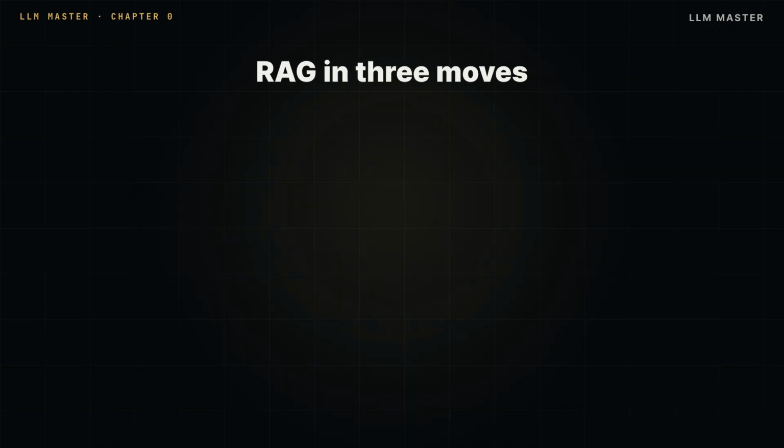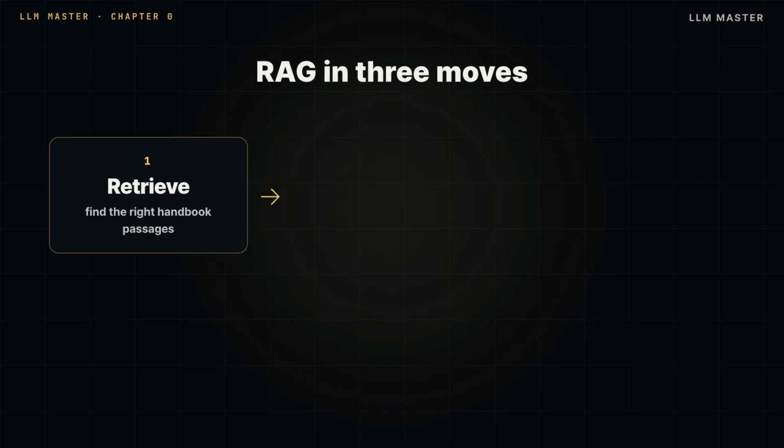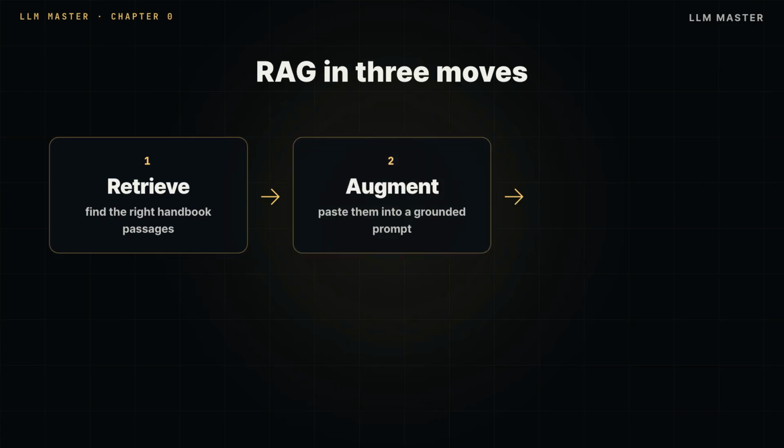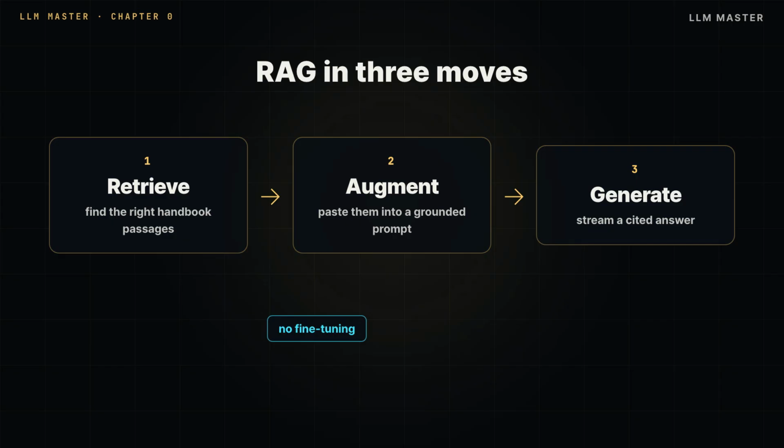The whole pattern has a name, Retrieval Augmented Generation, or RAG. It's just 3 moves. First, retrieve. We find the handbook passages that actually relate to the question. Second, augment. We paste those passages into a grounded prompt so the model answers from them and nothing else. Third, generate. We stream back an answer that cites its source. That's the entire idea. And over the course, we'll build each of these 3 moves in turn, one at a time.